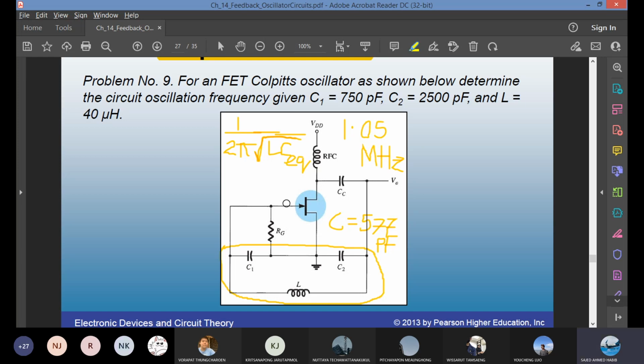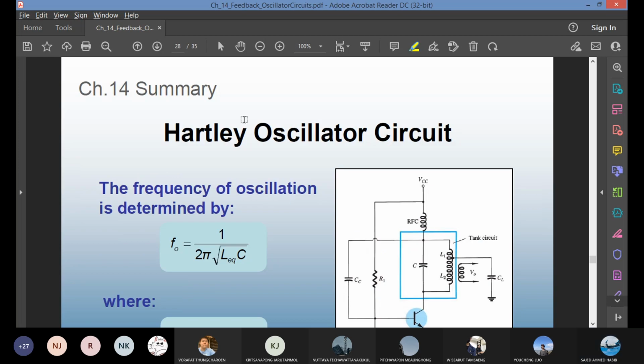We can look at another example of a tuned oscillator. This one was done using Colpitts. Now the Hartley oscillator. What is a Hartley oscillator? Just one capacitor, but more inductors. The formula is the same format. F, the frequency of oscillation, is 1 over 2 pi times the square root of LC. But there is only one C. You have to find the equivalent L. What is the L equivalent?